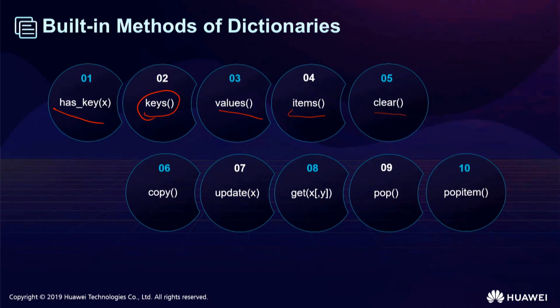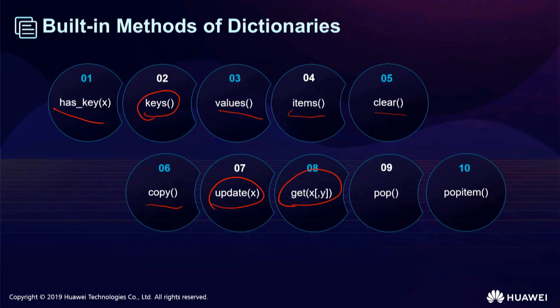Use clear to clear all items in a dictionary, and we use copy to return a shallow copy of the dictionary. If we want to update the dictionary with key values from dictionary X, we use update(X). get(X, Y) returns the value of the key X.